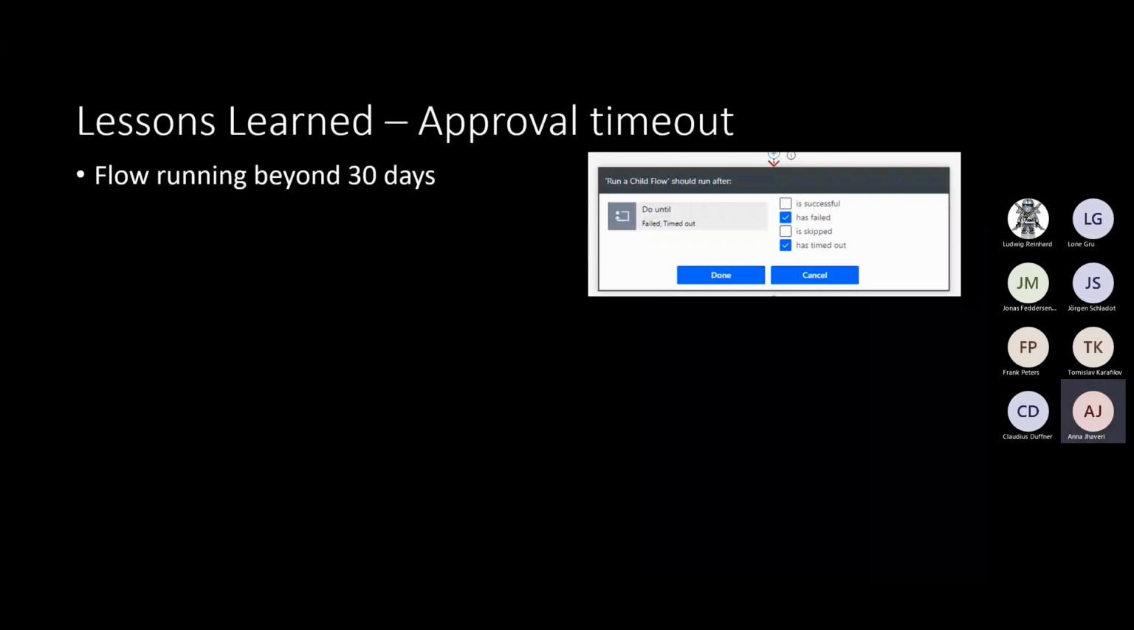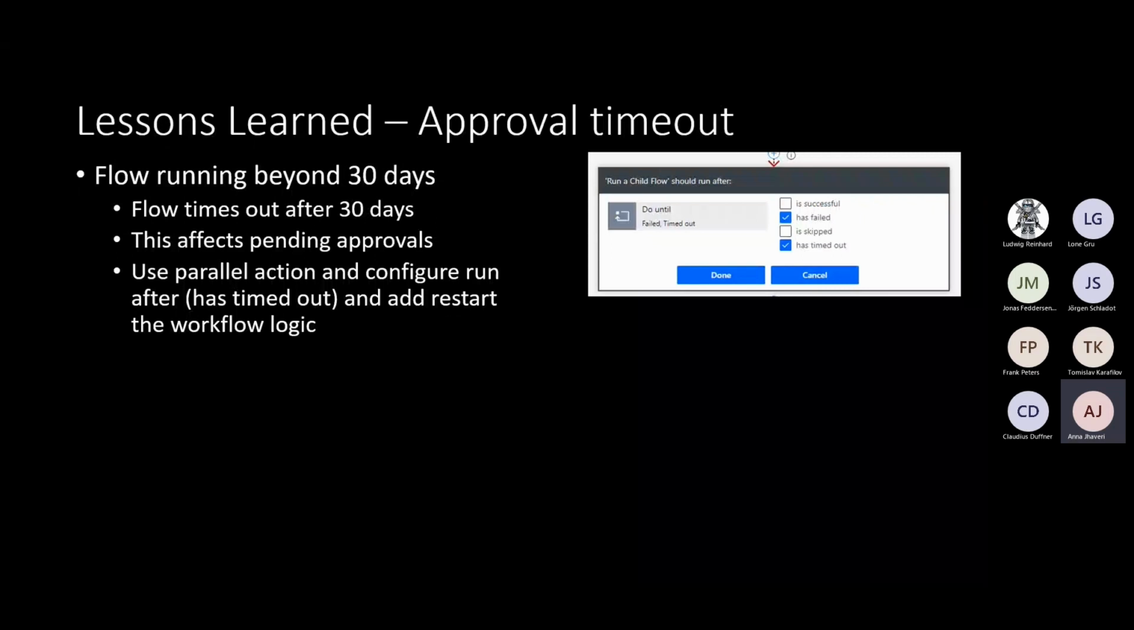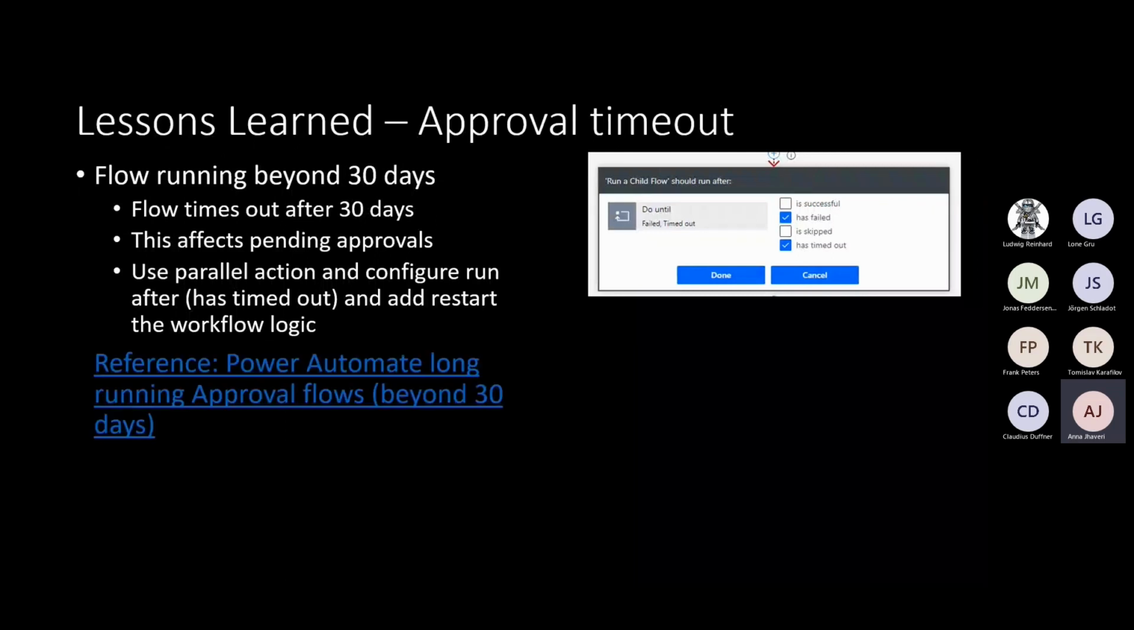You might have multiple levels of approval implemented. So it is for the flow to run beyond 30 days. The flow will time out after 30 days, and this will affect the pending approvals. So as an alternative approach, what you can do is use a parallel action, and then you can configure the run after.